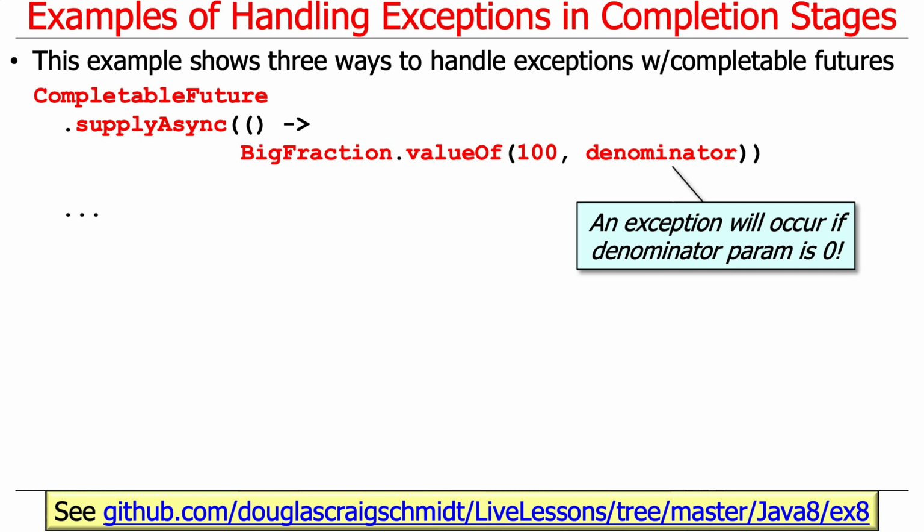This particular example is going to asynchronously create a big fraction that will have a numerator of 100 and a denominator that will be set programmatically, which can either be 0 or non-zero. As you might expect, if the denominator's value is set to 0, we're going to get an arithmetic exception because you can't have 0 as the denominator.